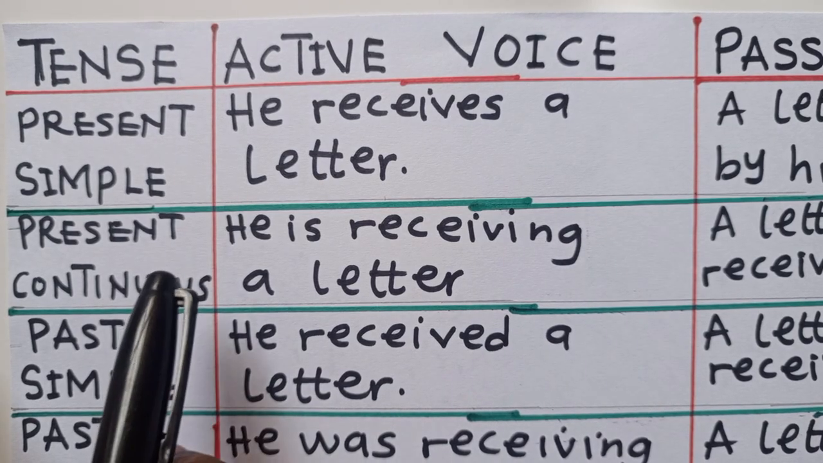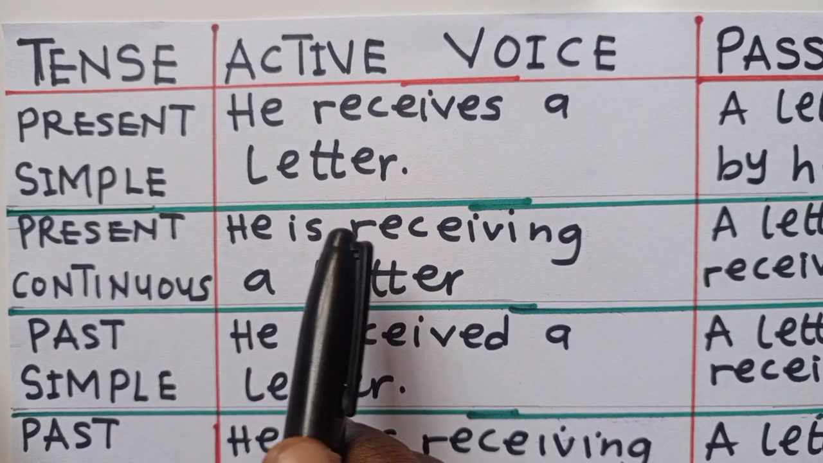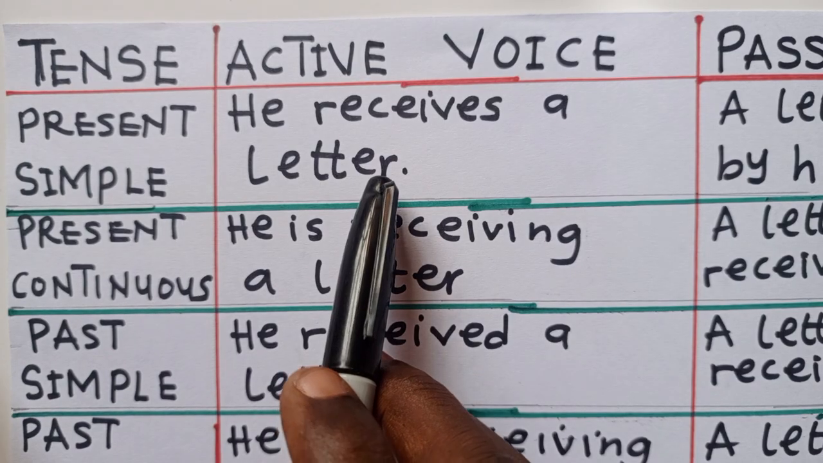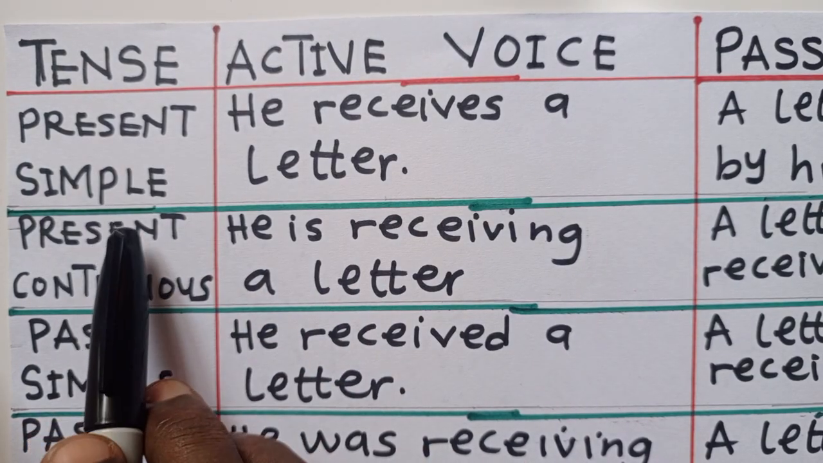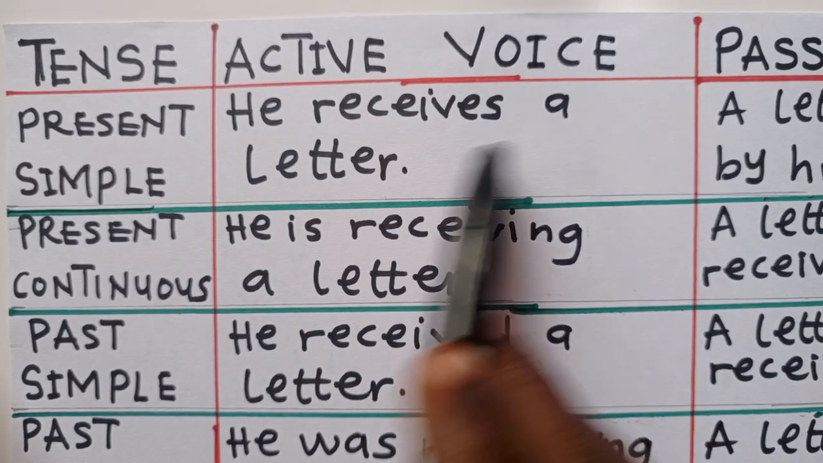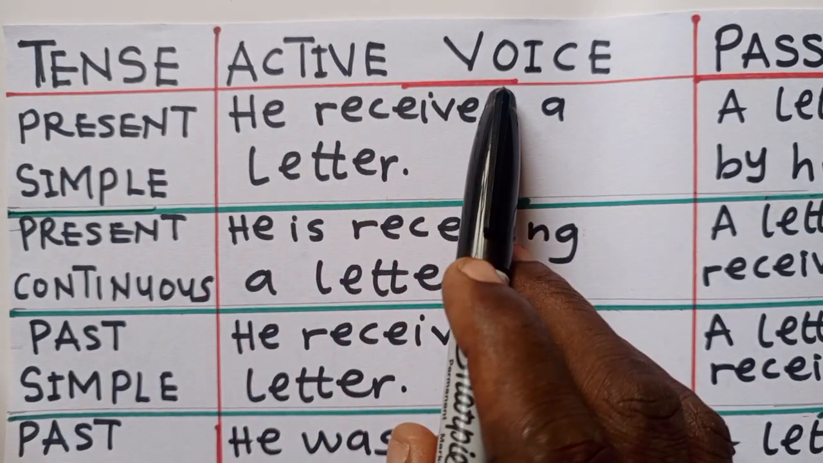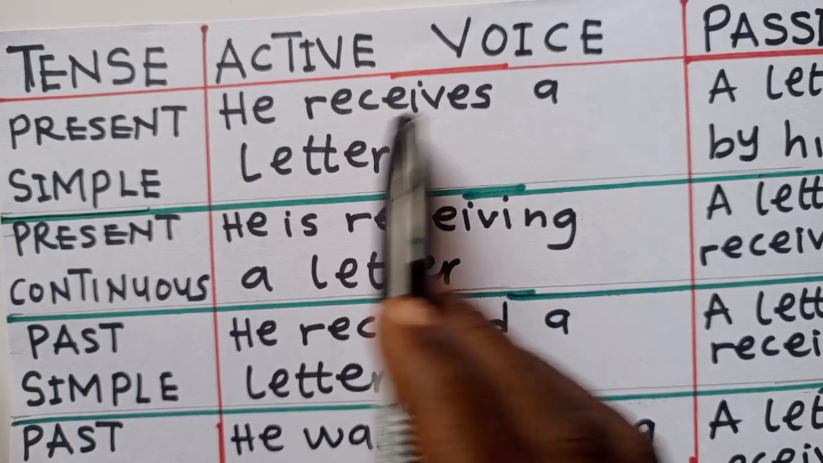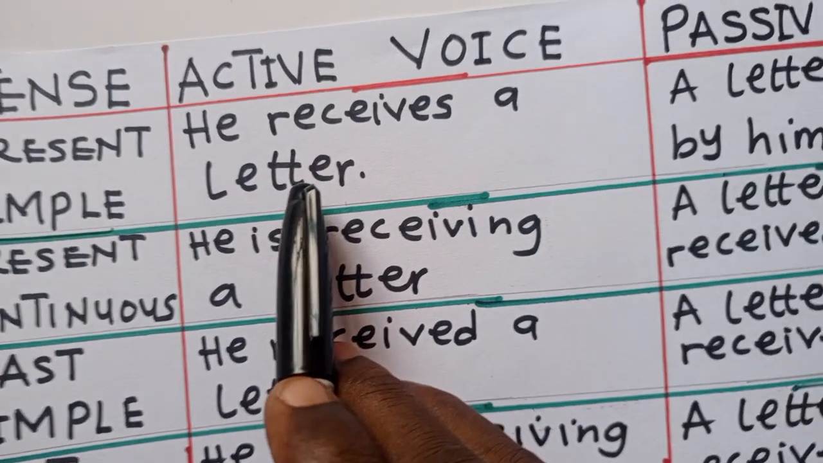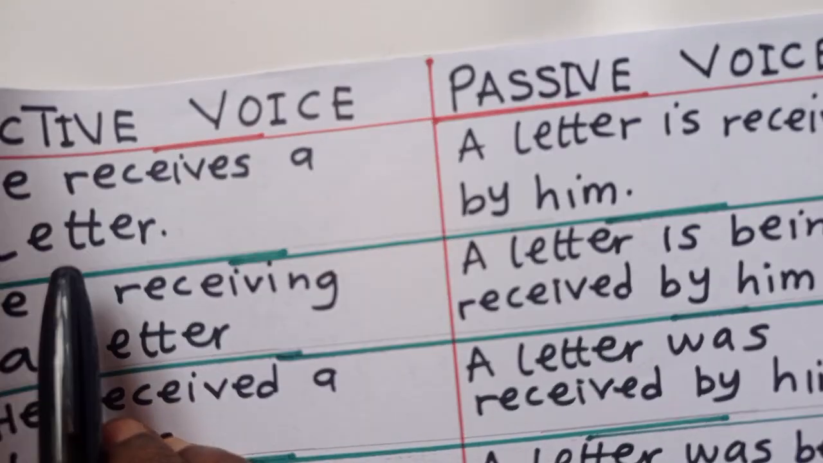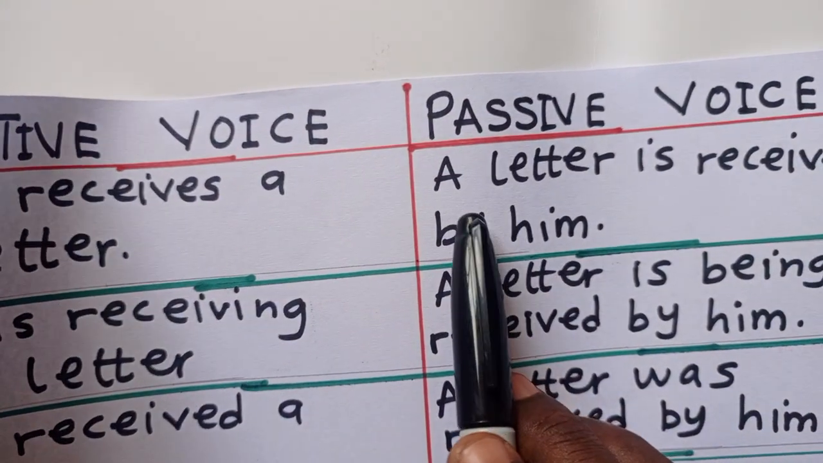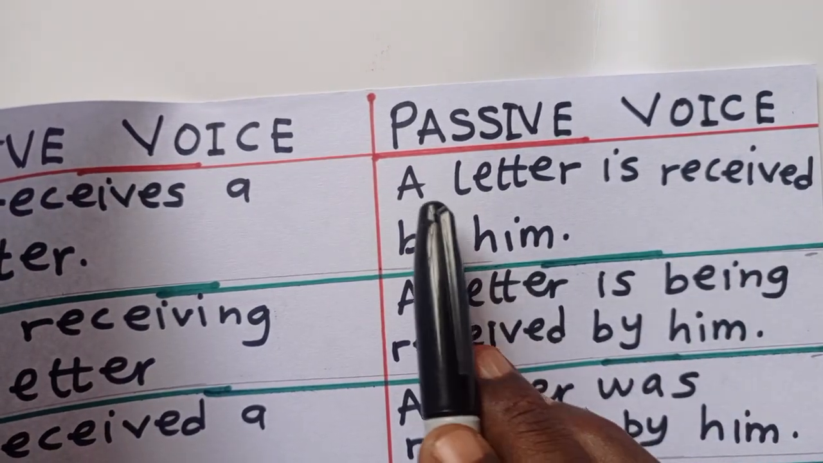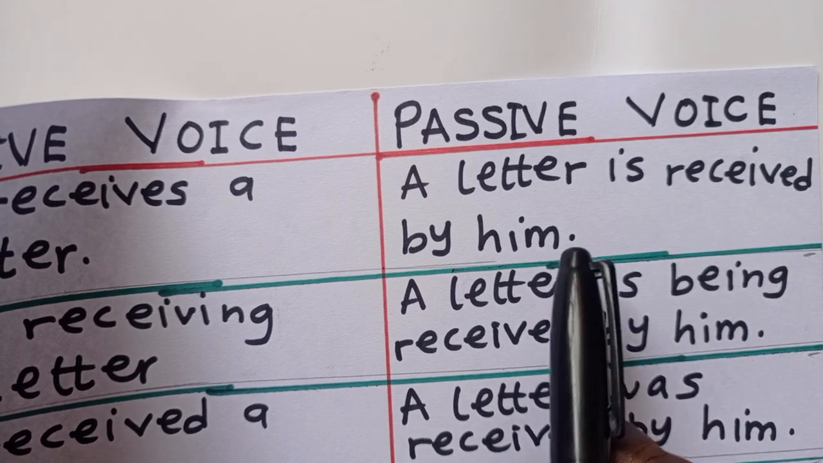So the next thing you want to consider is active and passive voice in different tenses. Okay, now for present tense, let's look at an example. He receives a letter. That is active voice in the present simple tense. So what will be the passive voice? It will be a letter is received by him.